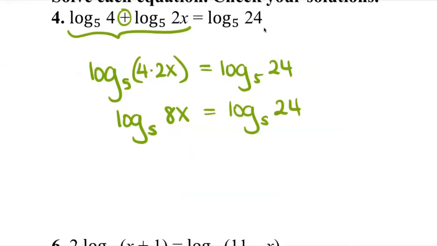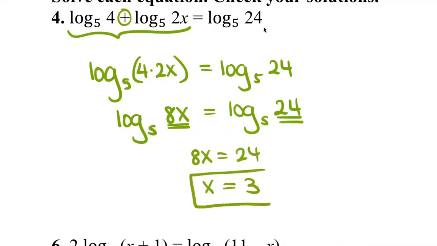Once you have just one log on each side, and they have the same base, you just need the arguments to be equal for the whole equation to be equal. So I can just set those equal and solve.